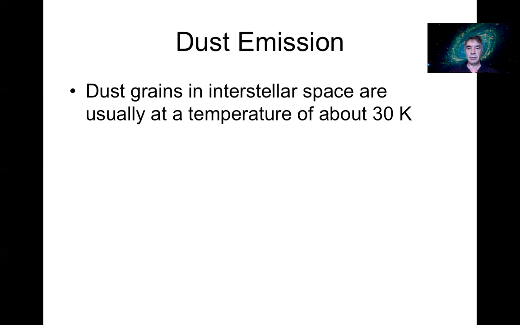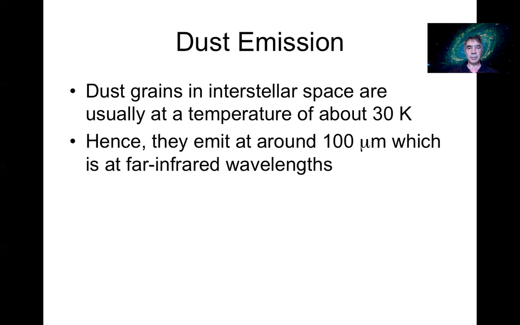Now, we can apply Wien's displacement law here to get us a rough idea. So again, you could do that for yourself, but let me do it for you. If you put 30 Kelvin into Wien's displacement law and ask where the maximum peak of the black body curve would be, it would be at 100 microns. So 100 microns is what we would call a far infrared wavelength. So just take that from me.